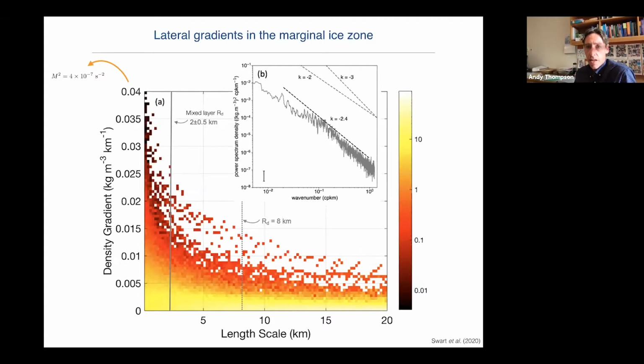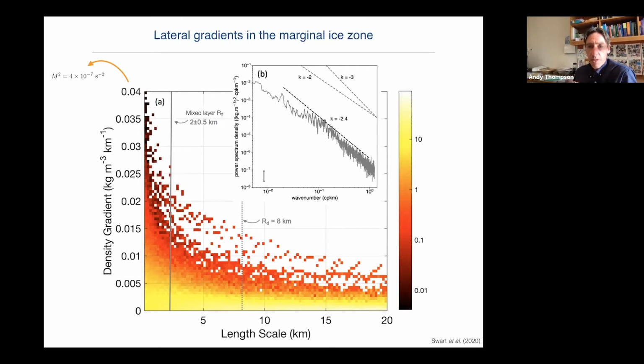So this is a measure of the intensity of those density gradients on the y-axis. And if you like to think in terms of density gradient, that's kilograms per meter cubed divided by kilometers. Or if you like to think in terms of a buoyancy gradient that I typically think in terms of, these values are pretty strong. So 0.04 is 4 times 10 to the minus 7 inverse seconds squared.